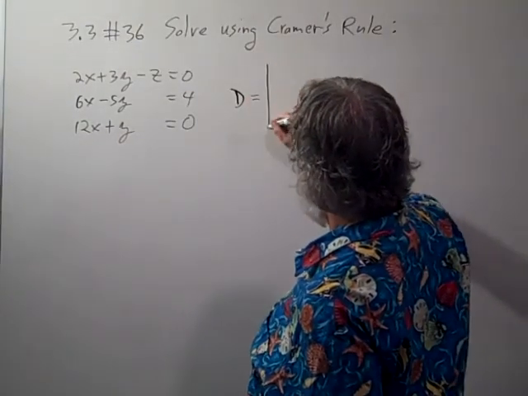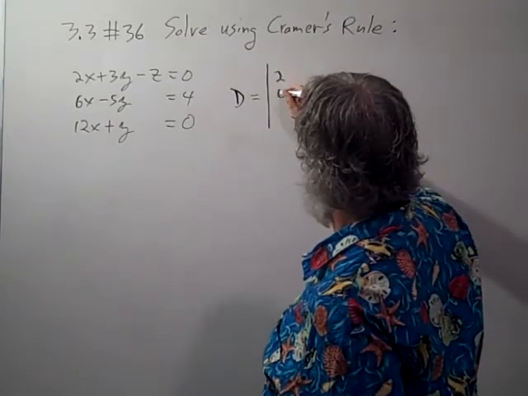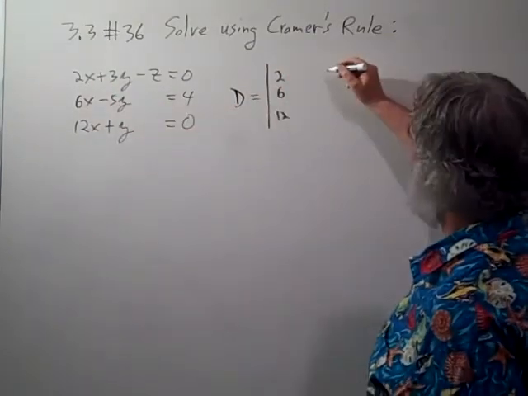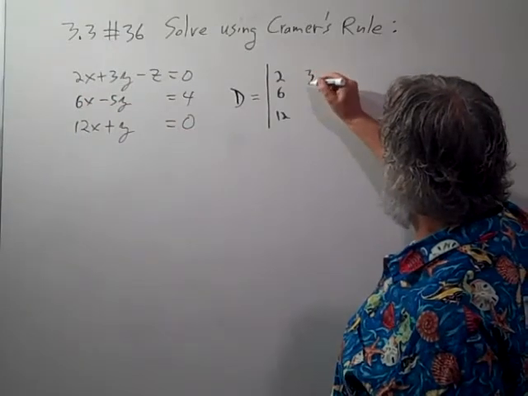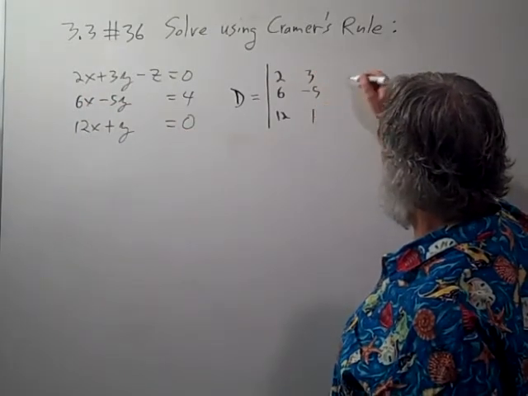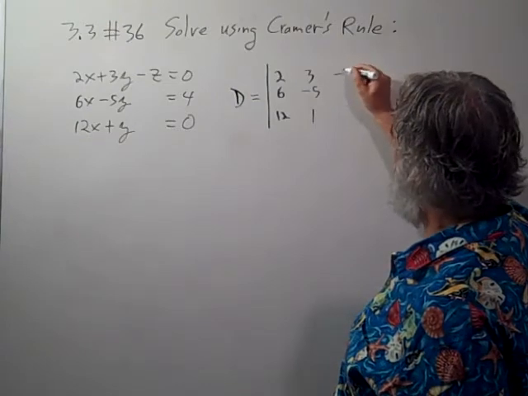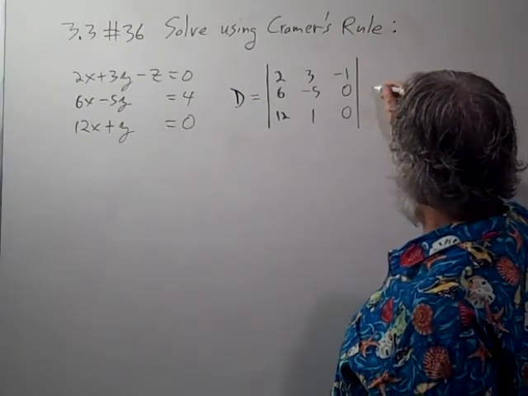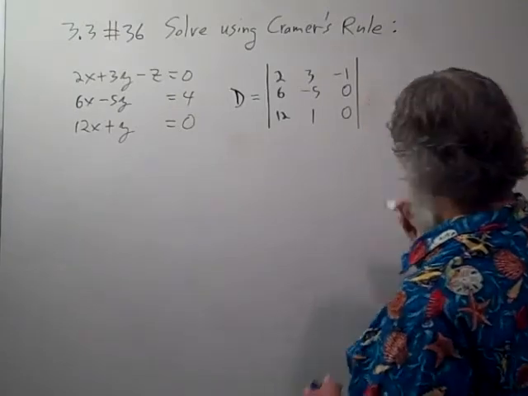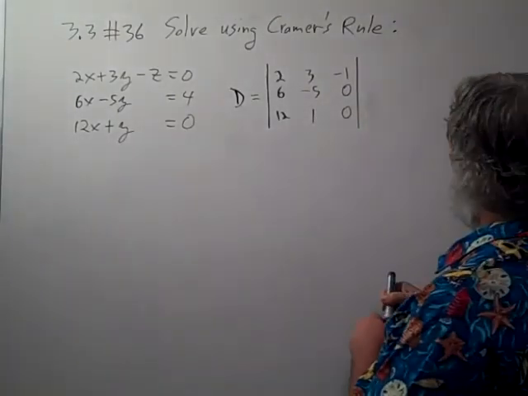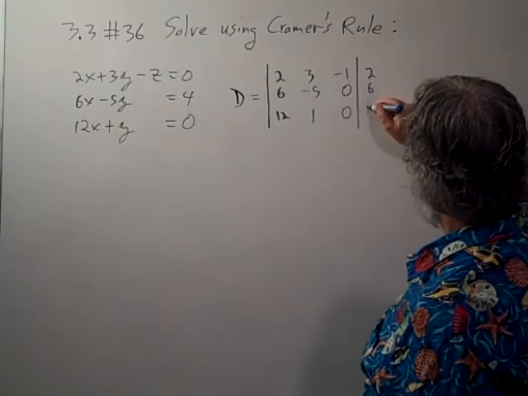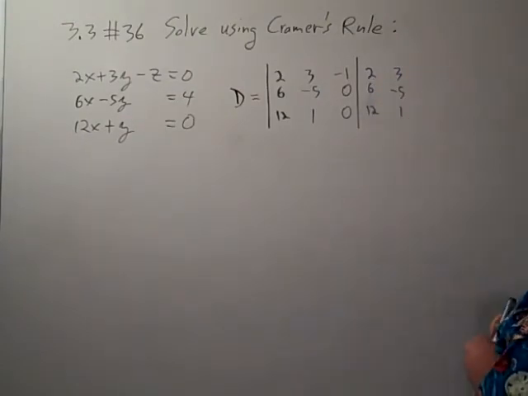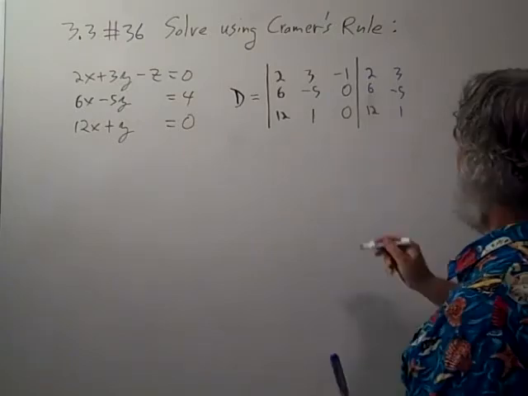So anyway, d is equal to 2, 6, 12. Those are all the coefficients in the x column. In the y column you have 3, -5, and 1. In the z column you just have -1 and a 0 and a 0. Those are both zeros. Okay, so we copy the first two columns, 2, 6, 12, and 3, -5, 1. Then we can start our process of multiplying down the diagonals.